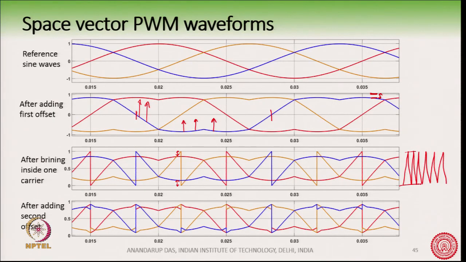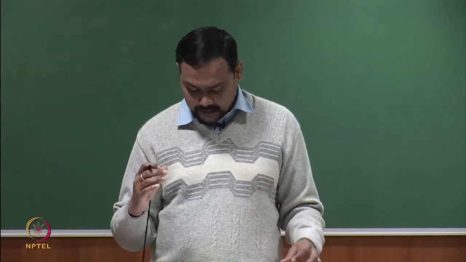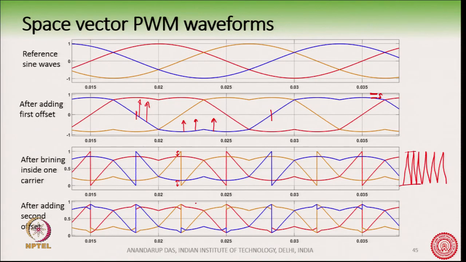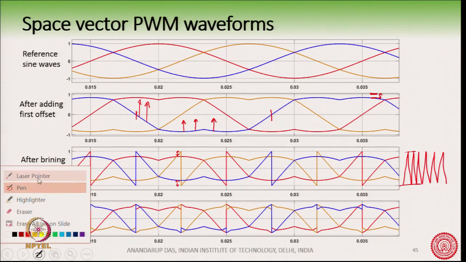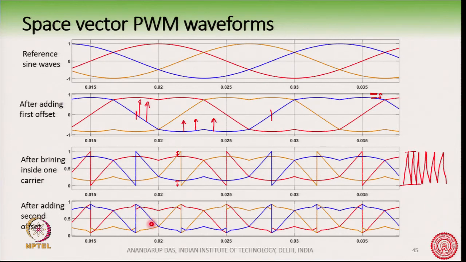So, we have to add the second offset such that all the waveforms are at the middle of the carrier, and that is exactly what I have done here. Okay. In this waveform, if you see, we have added the second offset in the lowermost one here, and what we see is that at any point of time the distance of the highest waveform and the distance of the lowest waveform from 1 and 0 are equal. That means we have middled all the waveforms inside the carrier.